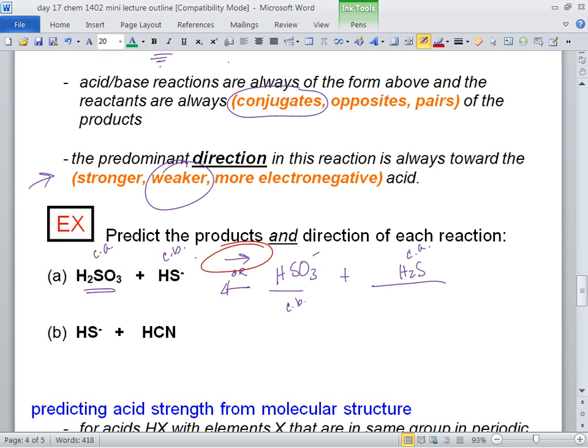So now do the same thing for B. Identify what the reactants are. What's acting like what. So you can predict the products and then predict the direction.